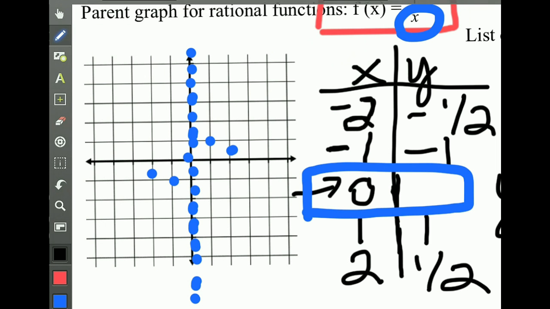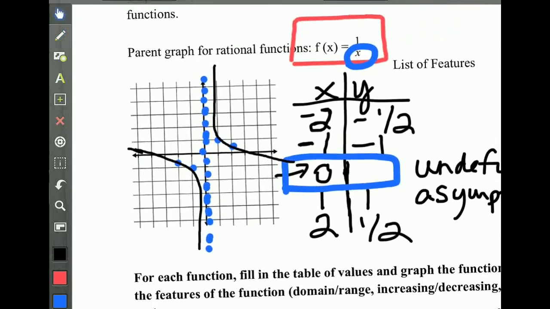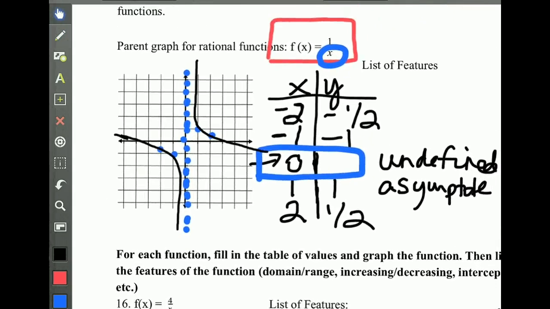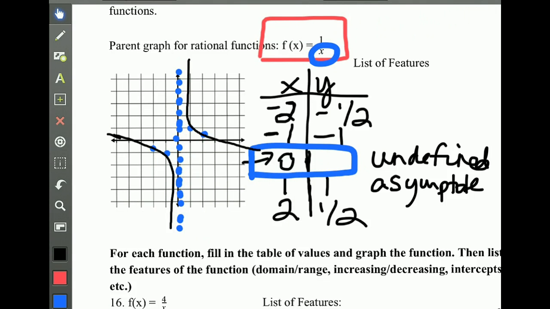What ends up happening is it's kind of like your parabola, but it's split into 2 pieces. It's going to look something like that. And that's the parent graph. Everything else is going to shift off of that graph, so you kind of need to know the characteristics of that. Your vertical asymptote is going to shift depending on how your denominator shifts, and that's going to be the opposite, just like it has been in a lot of our other functions.